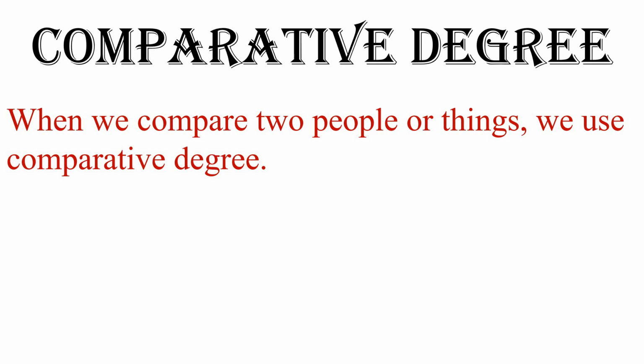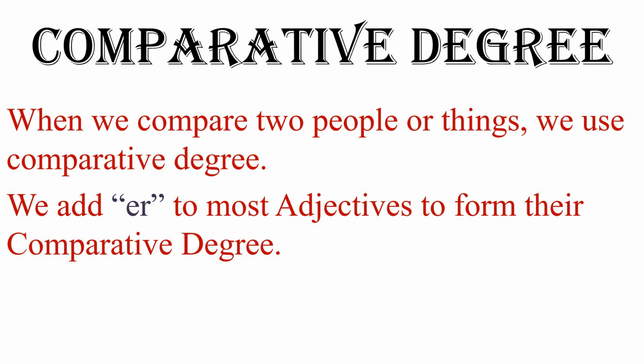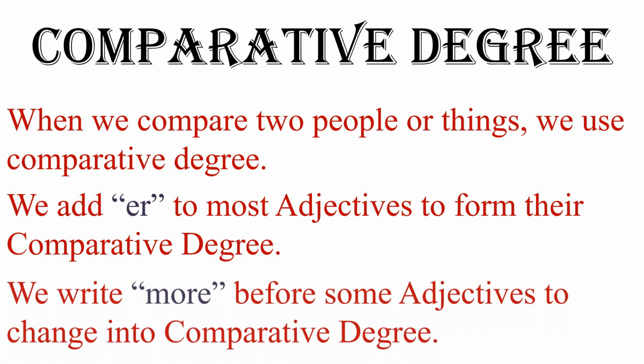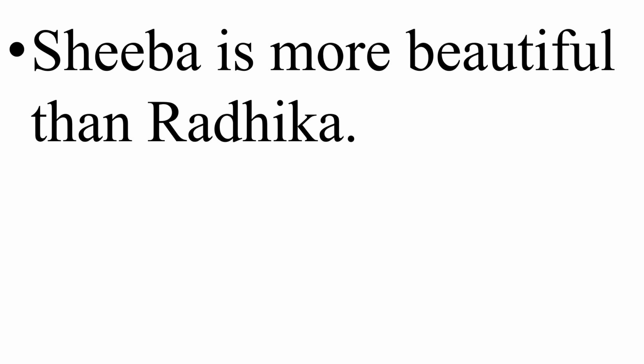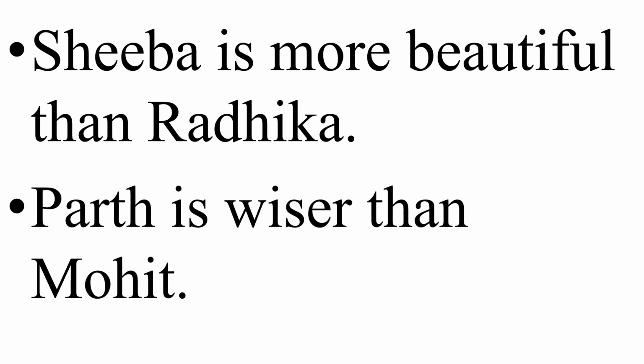The second is comparative degree. When we compare two people or things, we use comparative degree. We add ER to most adjectives to form their comparative degree. We write more before some adjectives to change into comparative degree. जैसे Shiva is more beautiful than Radhika. Parth is wiser than Mohit.